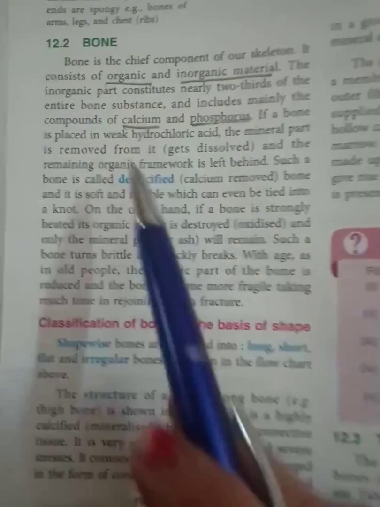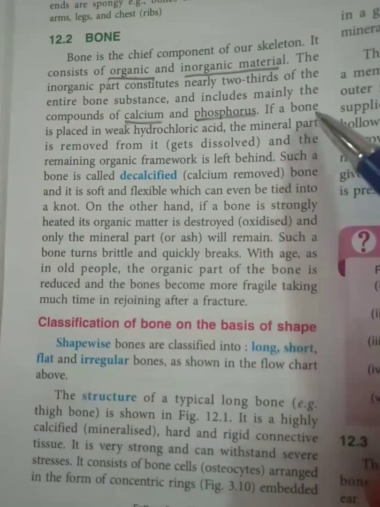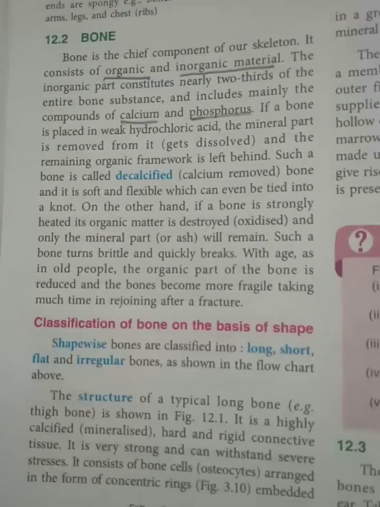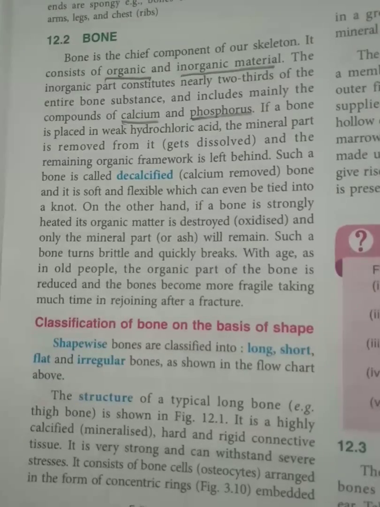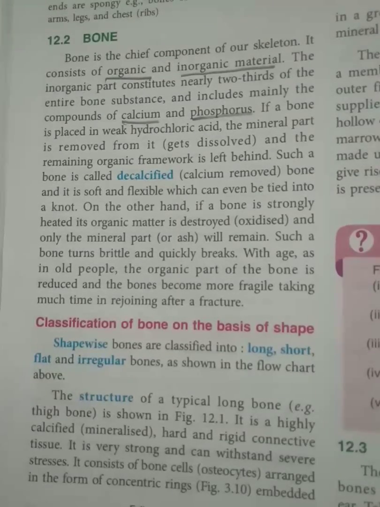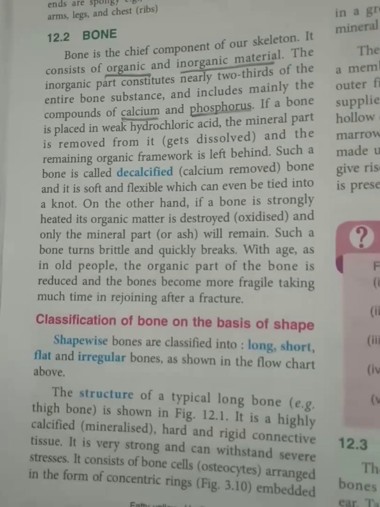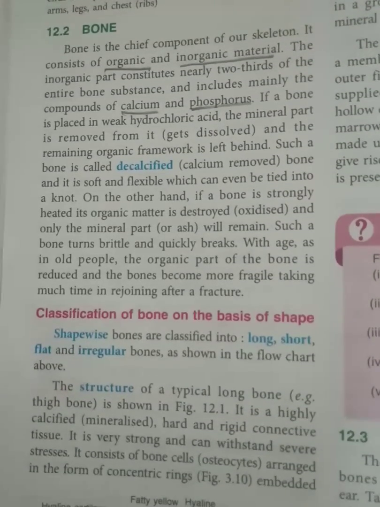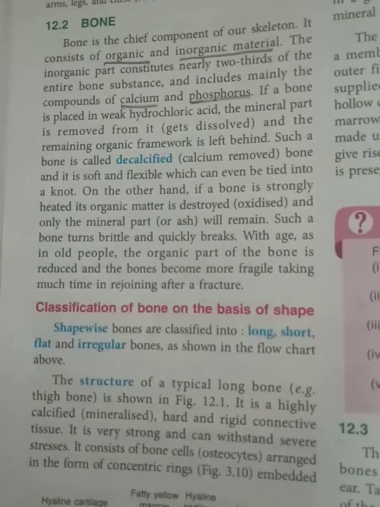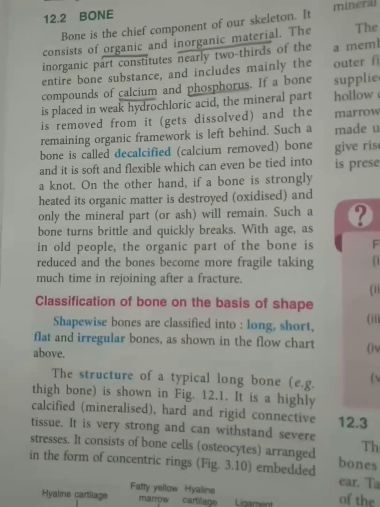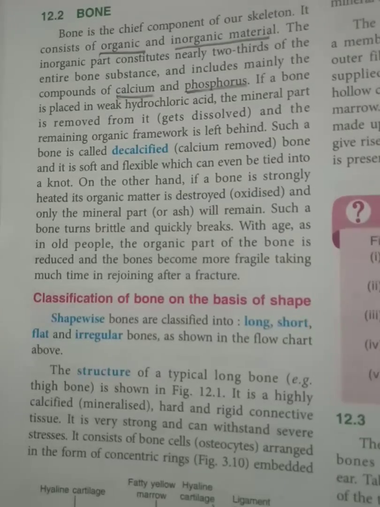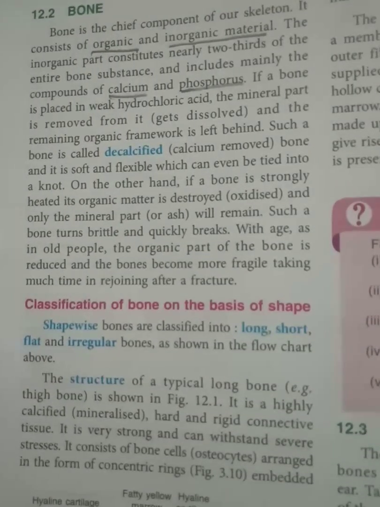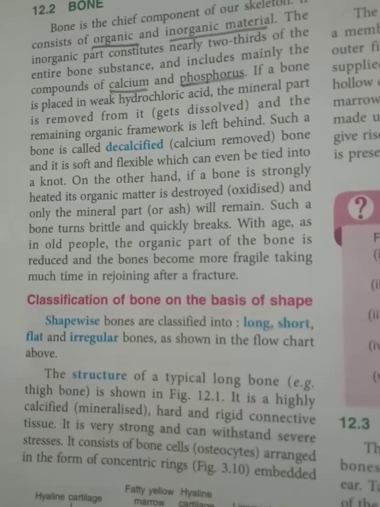Now we come to bone. Bone is the chief component of our skeleton, and it consists of organic and inorganic material. The inorganic part constitutes nearly 2/3 of the entire bone substance, which mainly has compounds of calcium and phosphorus. If a bone is placed in weak hydrochloric acid, the mineral part is removed and the remaining organic part is left behind. Such a bone is called decalcified, or calcium removed bone. This becomes so soft and flexible that it can be tied into a knot.